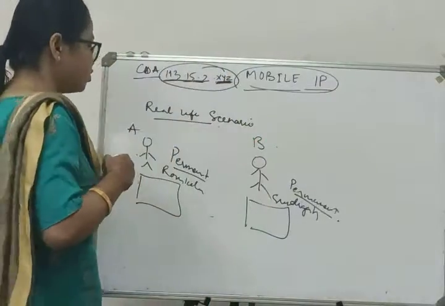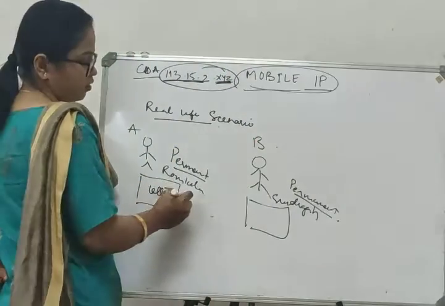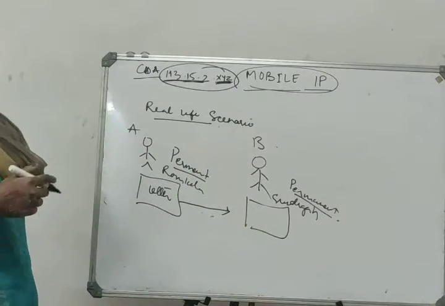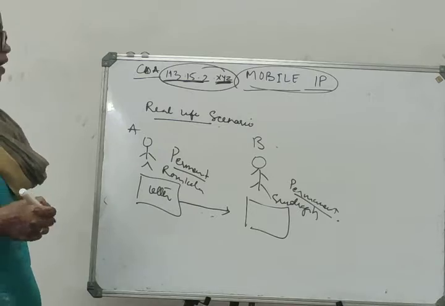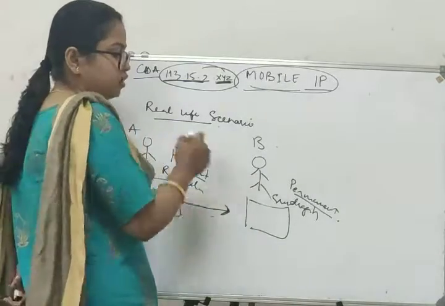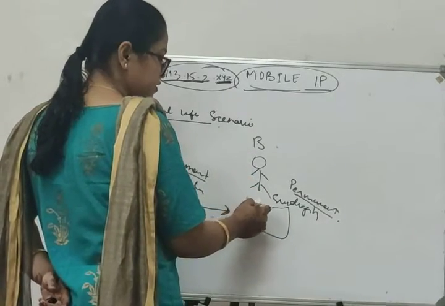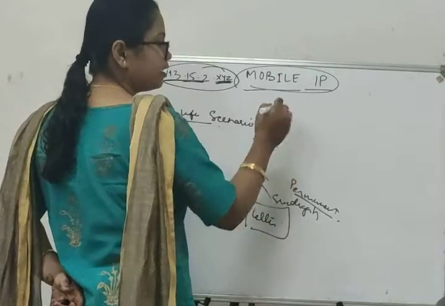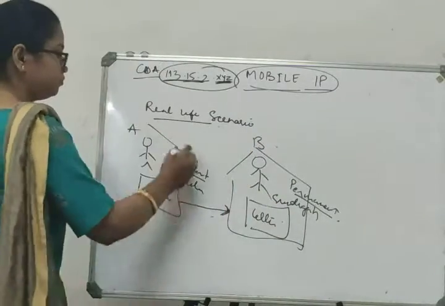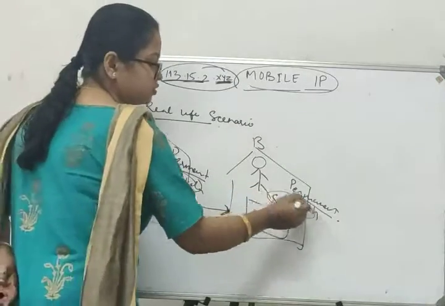Now suppose A wants to send something, a letter, to B. How will it be sent? It will be sent to B's permanent address, right, to Sundargarh. Now Sundargarh's home will receive this letter at their address. Okay, this is their house. This house is in Rourkela and this house is in Sundargarh.